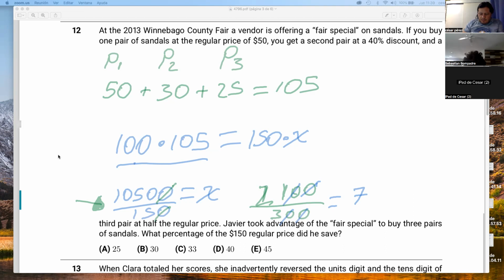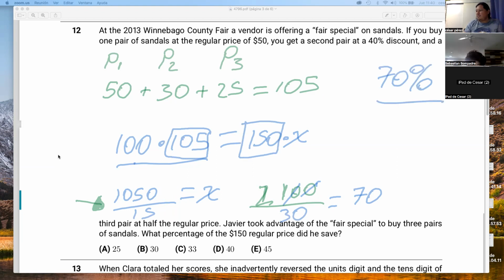We got 70. Ok, a ver, 105, dos ceros, 150, un cero, este, 300. This is a 30 because we already have erased those zeros. Okay, so the answer is 70. I also got 70, but this is 70%. 105 is 70% of 150.